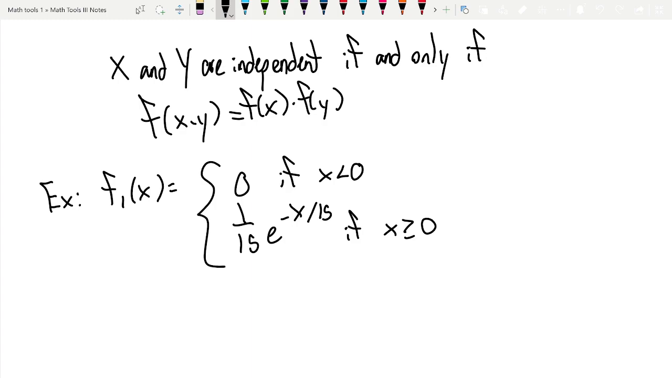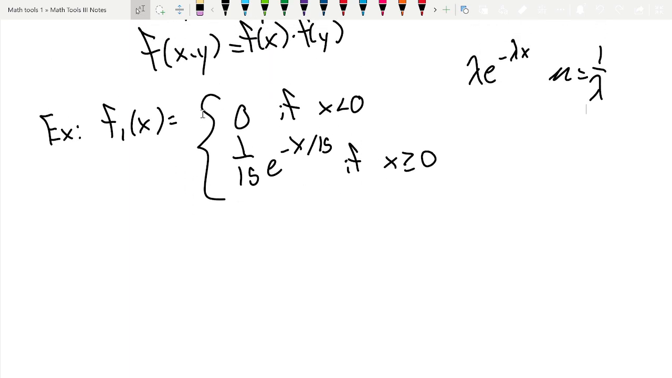Like we found, for example, that if you have lambda e to the negative lambda x, that the mean is 1 over lambda, right? So like the mean here, then we would expect to be 15, right? And that's actually what the problem says, that at Sydney's restaurant, customers must wait an average of 15 minutes for a table. From the time they are seated until they have finished their meal requires an additional 40 minutes on average. So this represents the waiting time for a table.